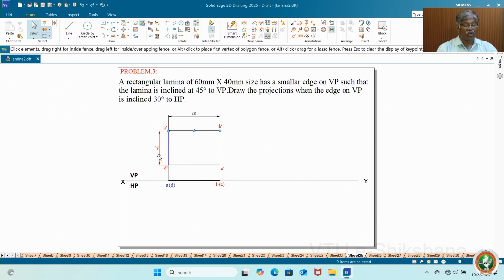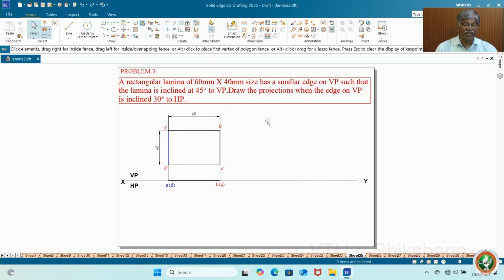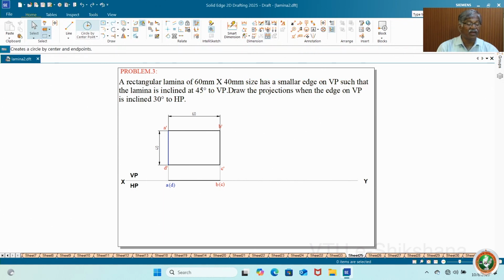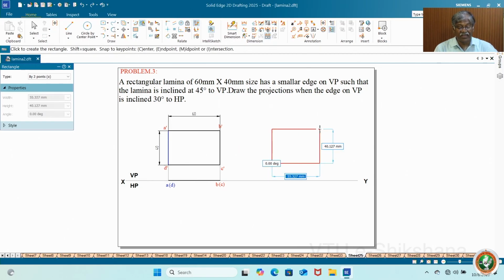You know how to draw it. Now the problem is drawing rectangle. How to draw rectangle? The rectangle I will repeat here only. Already I have shown you. Rectangle by 2 points. You can start from any point. Then the blue color refers to the longer side for us.